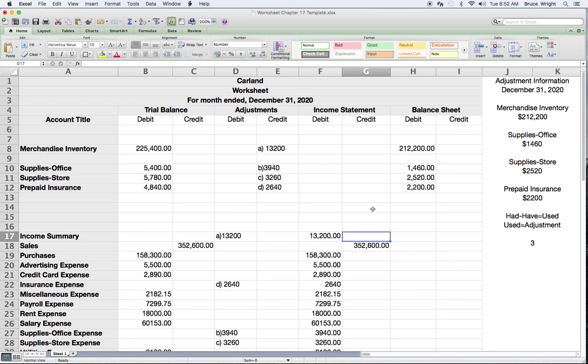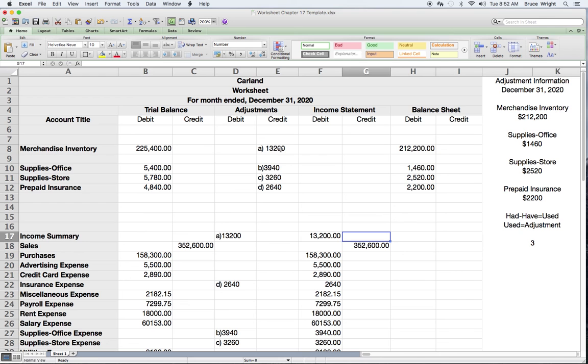Here's to wrap it up. Please use had minus have equals used when you're finding the adjustments. Do not take these numbers and put them in the adjustments. Take these numbers right away, put them out in the balance sheet. Had minus have equals used.